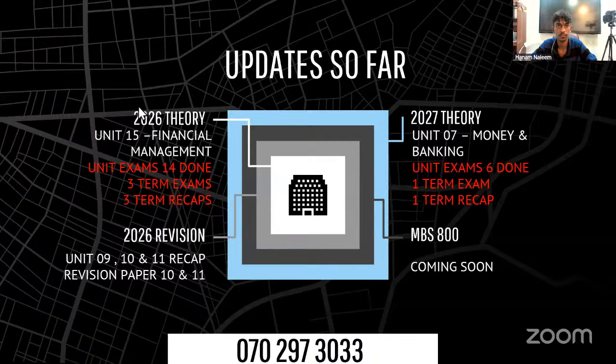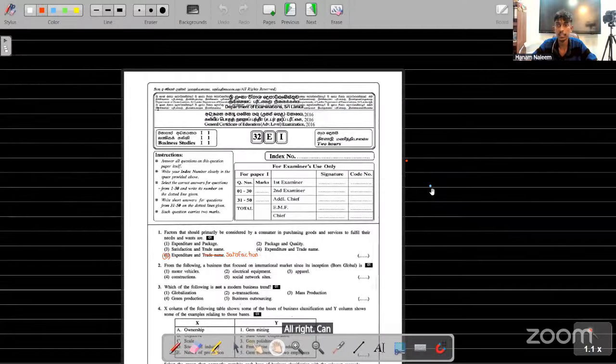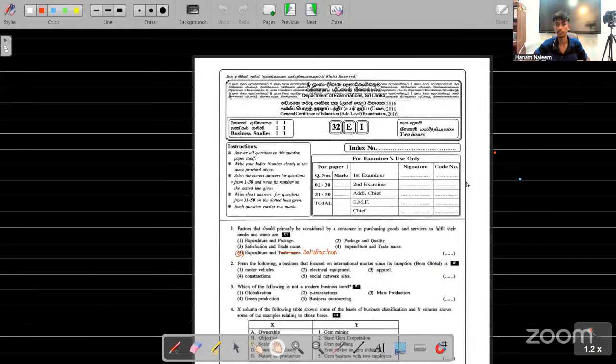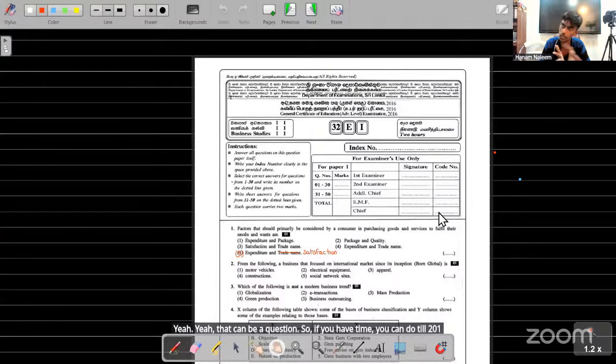Alright, can I see the past paper screen? Yeah, that can be a question. If you have time, you can do till 2011. There are no restrictions, you can do it.